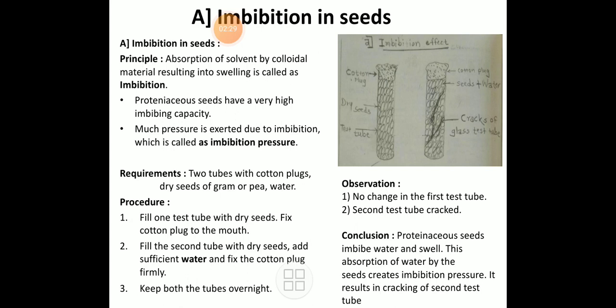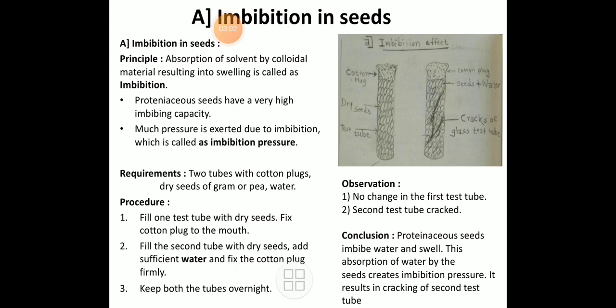So in the rainy season, most of the time when we close or open the door, it becomes too tight. That tightness is due to swelling, and swelling is due to absorption of a solvent, that is water, by the colloidal material present in the wood itself. So this is the best example. Imbibition is nothing but absorption of a solvent by colloidal material resulting in swelling. Now, which is that colloidal material?